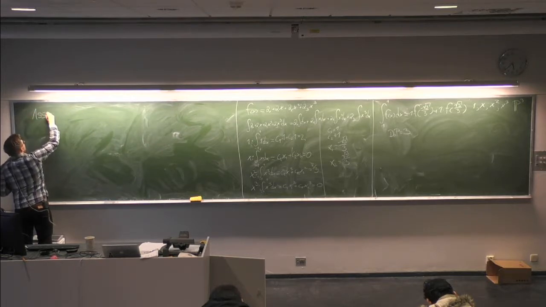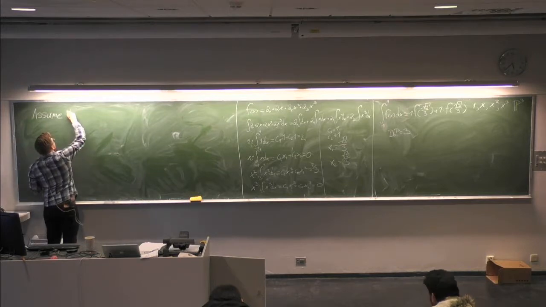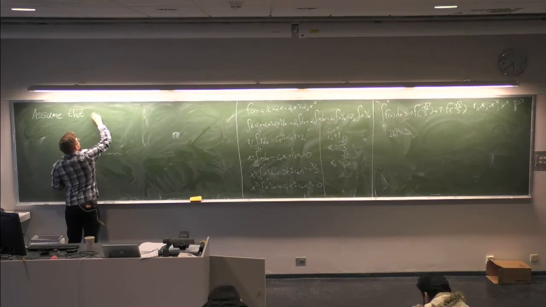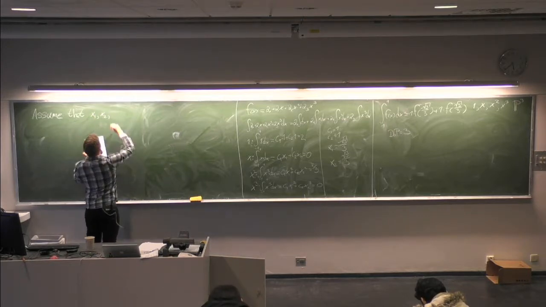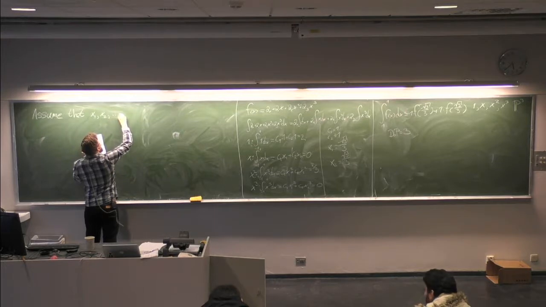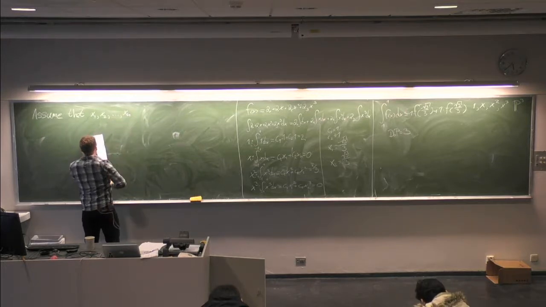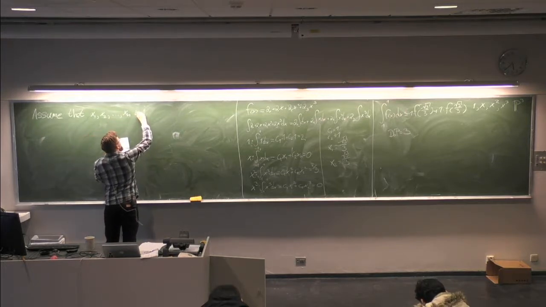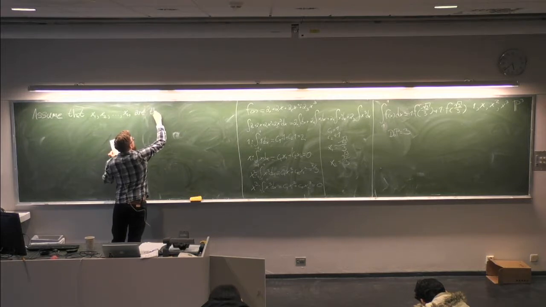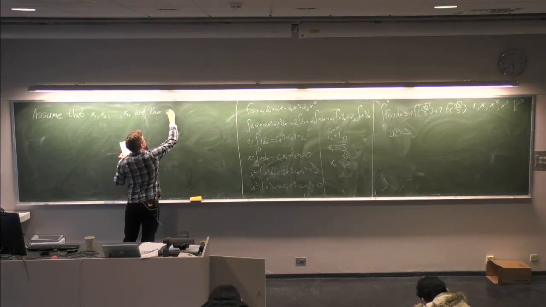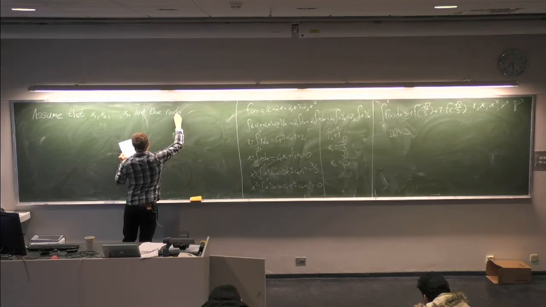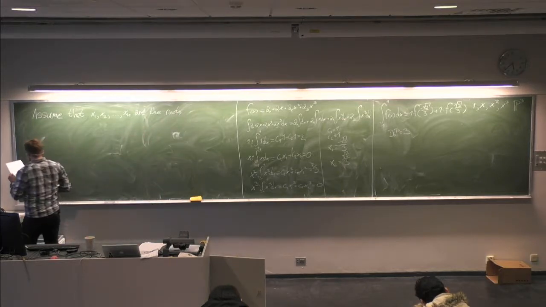I'll find more of them. So we'll assume that x1, x2, through xn are the roots of the n-th Legendre polynomial.